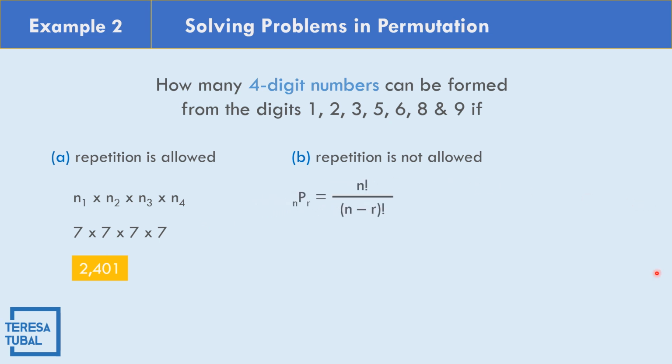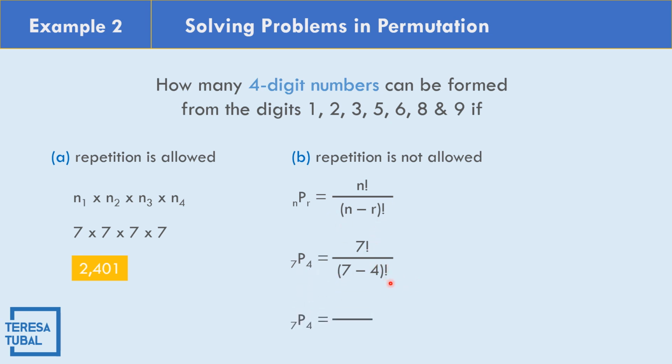How about repetition is not allowed? So the formula right now, permutations of n objects taken r at a time, is equal to n factorial all over the quantity n minus r factorial. So this one, repetition is not allowed, so hindi pwedeng maulit. What could be the value of n? n is equal to 7 because we have 7 digits. And r is equal to 4. So permutations of 7 objects taken 4 at a time. n is 7, and r is equal to 4.